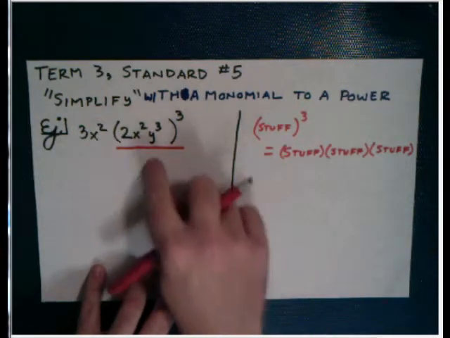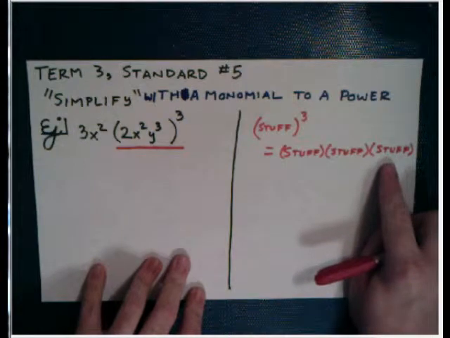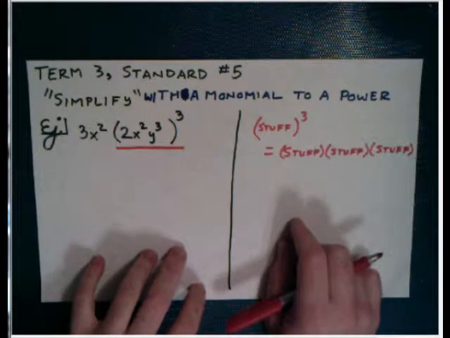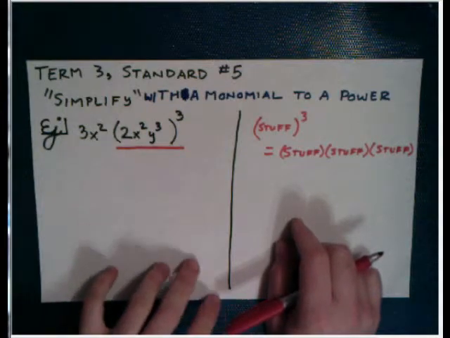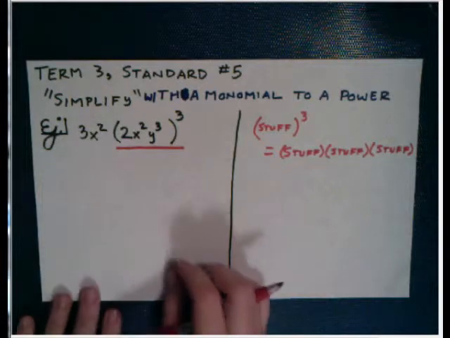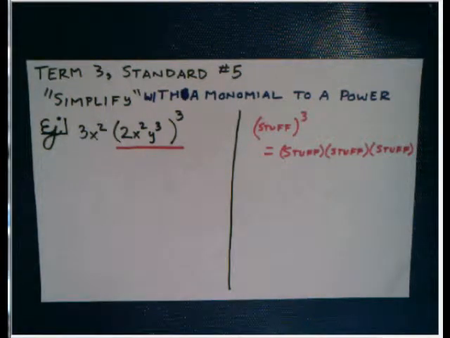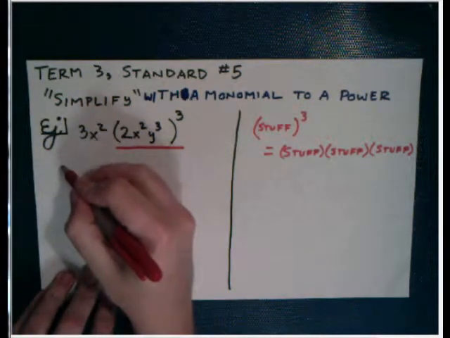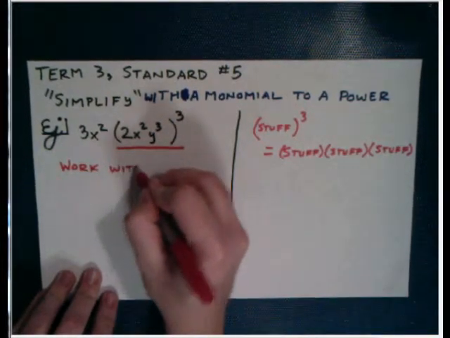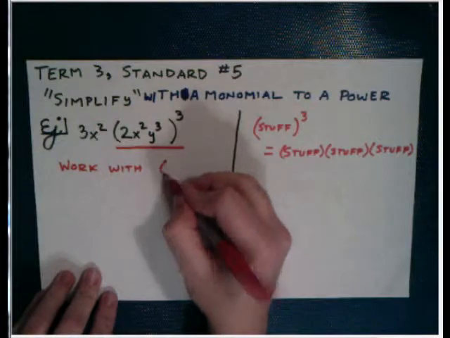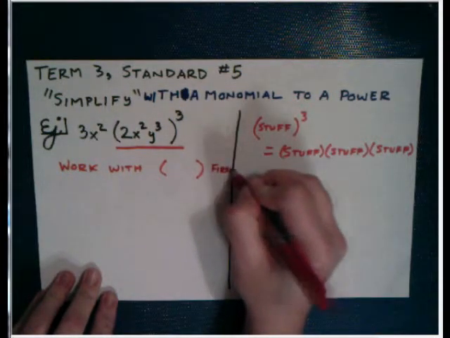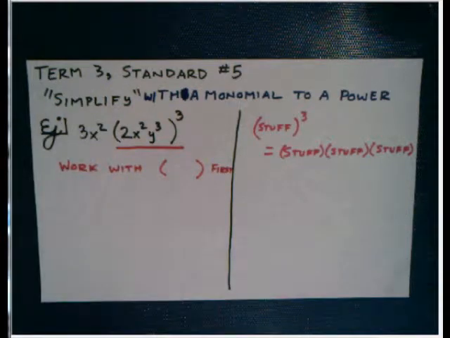In order to simplify a monomial like this, I'm going to want to rewrite it this way so that I can multiply out each of the individual pieces together. So this is my entire strategy: using the definition of what it means to be an exponent. So if I go back over here, I'm going to work with the monomial first. Or, since monomial is kind of technical, work with the stuff in parentheses first. I want to deal with that part first before I get to the 3x squared.